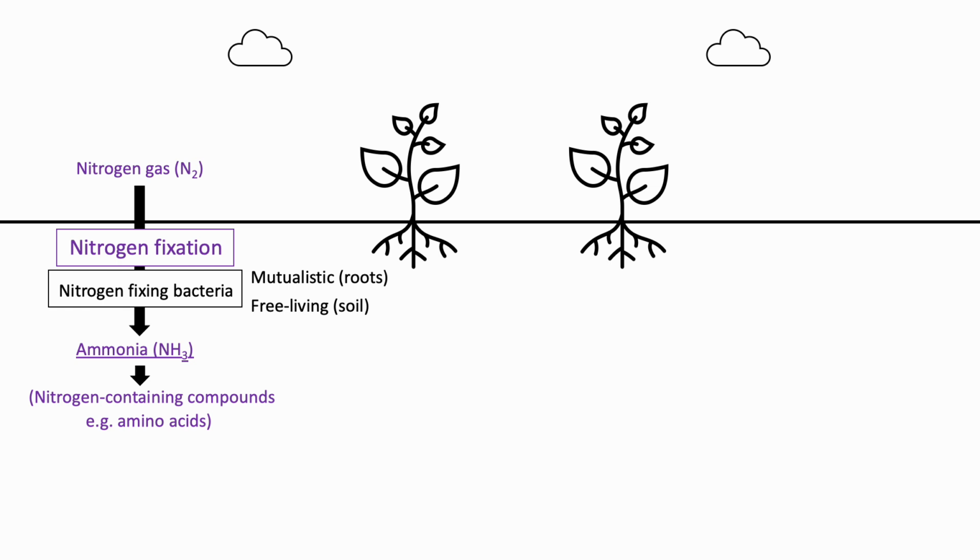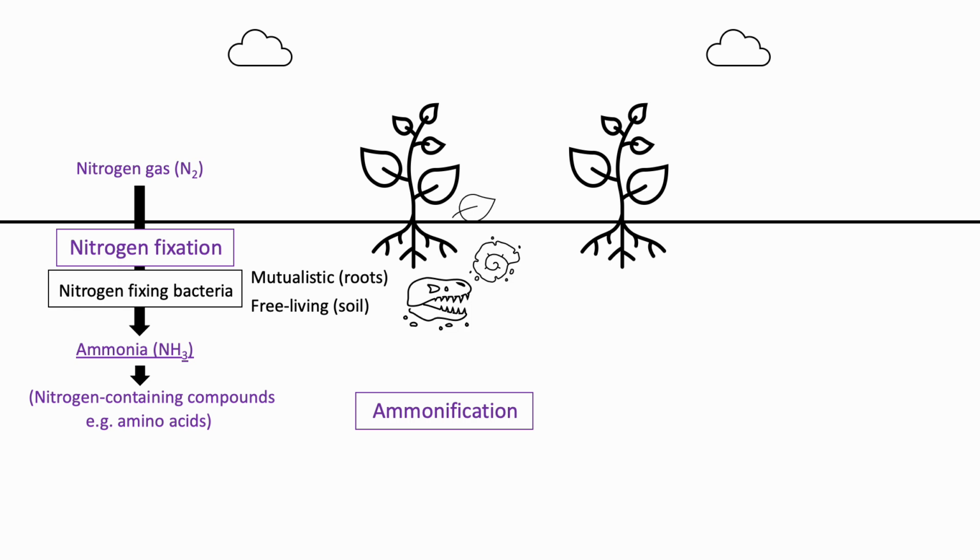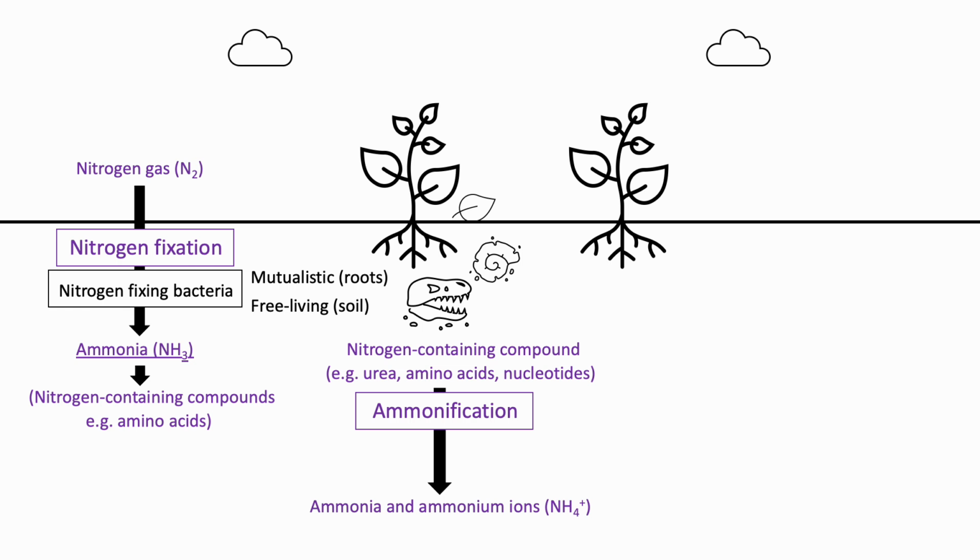Let's move on to the next part of the process. So that next process is ammonification. So there will be dead parts of plants, dead animals, waste, such as urine and feces, that will be released into the soil. That will release nitrogen-containing compounds into the soil. And so ammonification is the conversion of these nitrogen-containing compounds into ammonia and ammonium ions. That process is carried out by saprobionts or decomposers. You should remember that they are different species of bacteria and fungi.